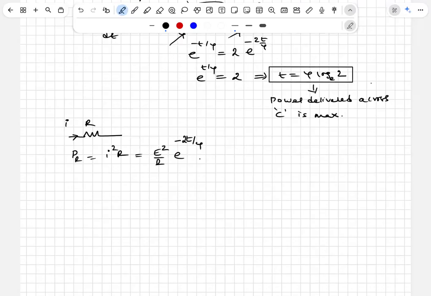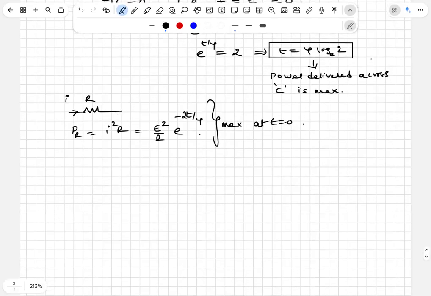In fact, it is a maximum at t is equal to 0. Maximum at t is equal to 0, and 0 at t tends to infinity.